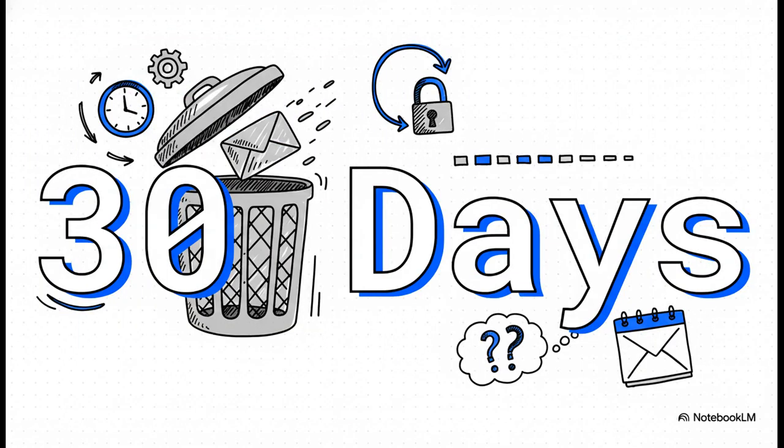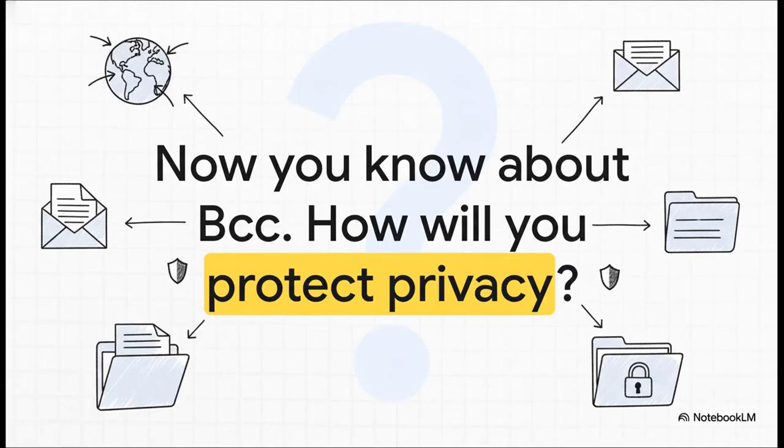And one last thing about that trash folder, it's not a permanent holding cell. Most email services will automatically and permanently delete anything that's been in your trash for about 30 days. So it's a nice safety net if you delete something by mistake, but you've only got about a month to go rescue it.